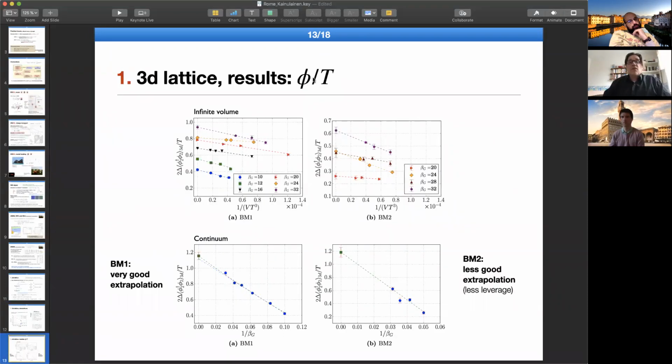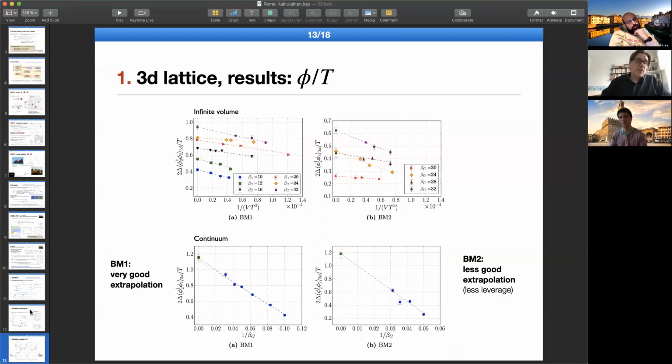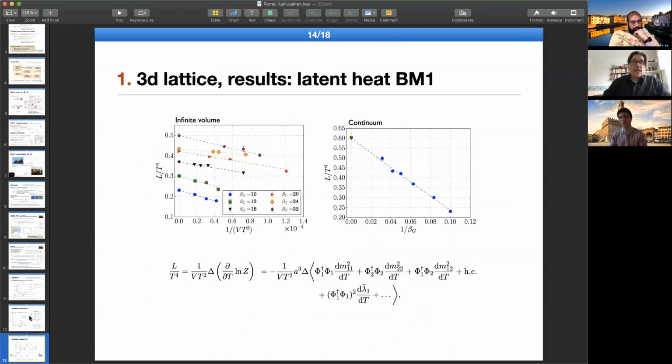For example, if you want to measure phi over T, or its lattice equivalent, which is phi squared, phi dagger phi over T, you first extrapolate different calculations to the infinite volume limit, and then you take those infinite volume limit points and project to the continuum. And here, the only thing I want to show is that for benchmark point 1, everything looks very nice. Benchmark point 2, which has larger couplings, is in many ways a more difficult point to compute, and you see it's not such a good extrapolation, so the accuracy is already starting to get worse there.